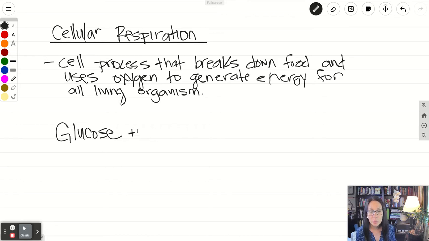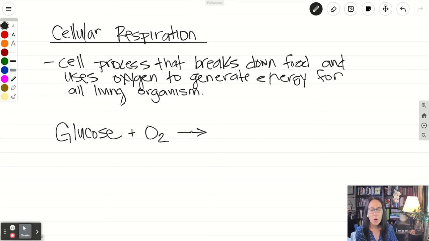So you need glucose and you need oxygen. Oxygen is an atom that always comes in pairs. You never see an oxygen just floating around in the air by itself. There are always two of them, so we always write O2 for oxygen.